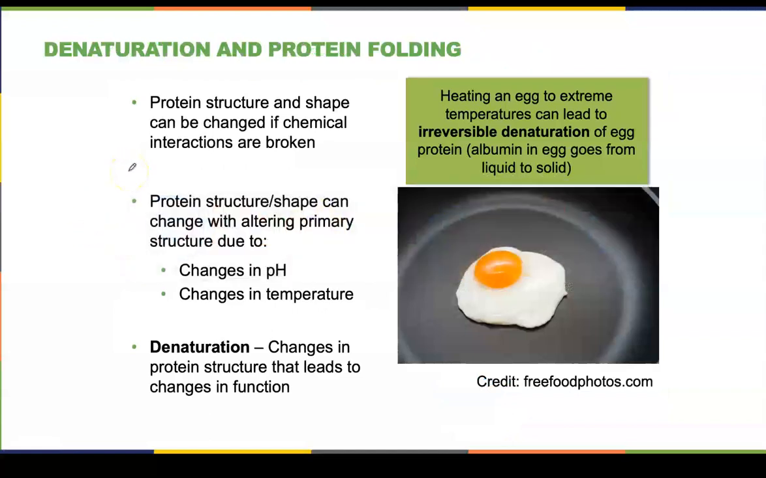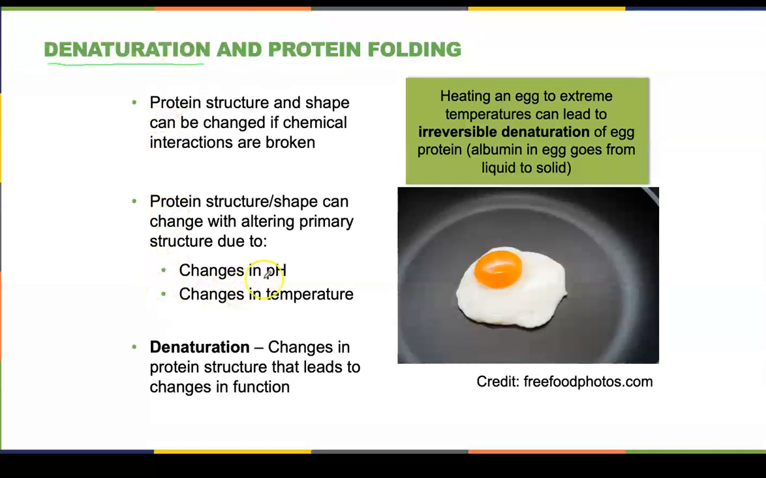We've said that a protein's shape determines its function. That means if we can change a protein's shape, we can stop it from having its intended function. And we use this all the time, for example, in cooking and in protecting ourselves from disease. So the general term for taking apart the structure of a protein is denaturing it. We're taking it out of its natural shape. And we can do this in a few different ways.